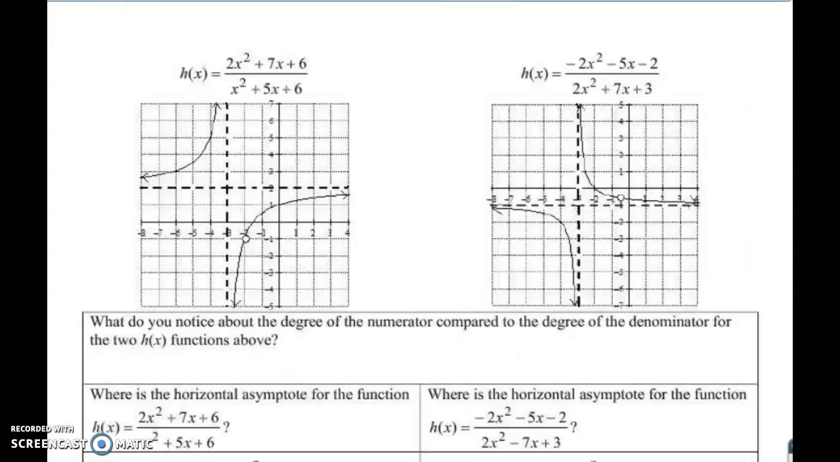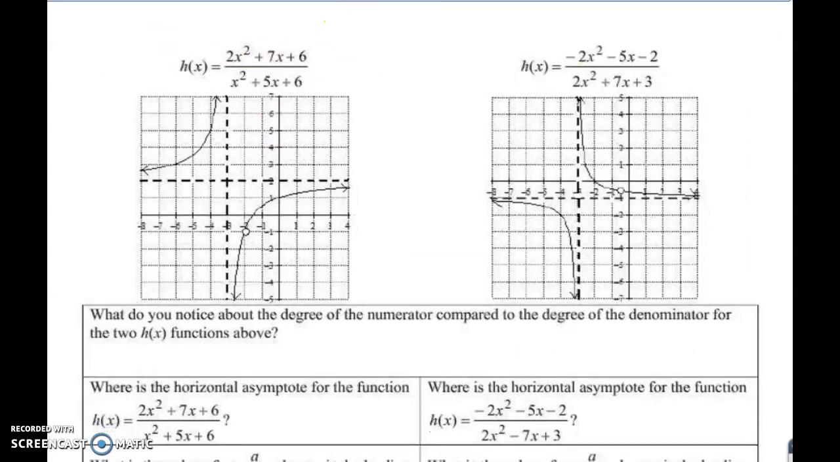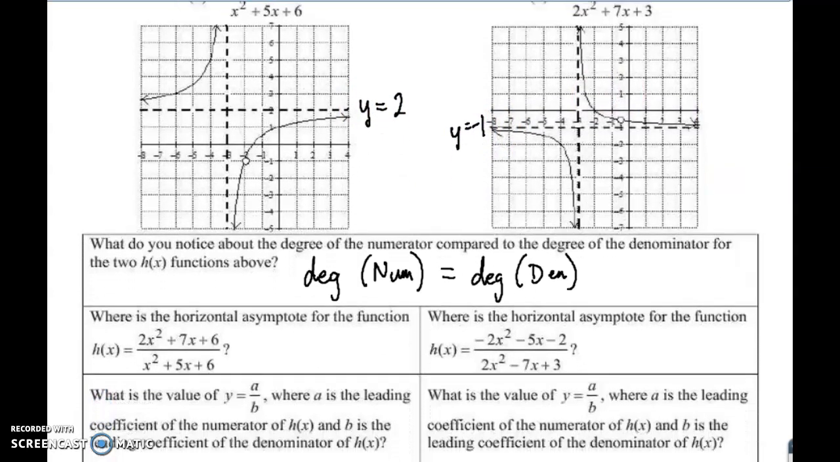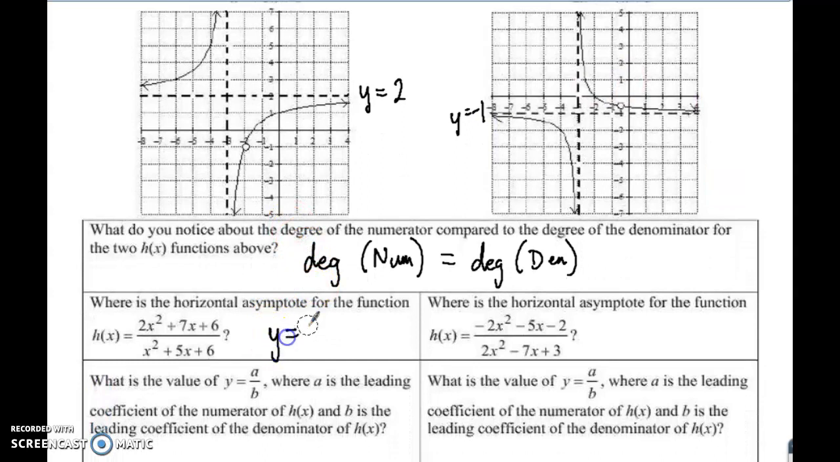Okay, well, let's move on. As we look at these next two, this time the degree in the numerator, 2 and 2, is actually equal to the degree in the denominator. Now our horizontal asymptote, this one's at y equals 2, and this one's at y equals -1. Okay, I guess I could have written it right here. Y equals 2, y equals -1. Now this person gets you to look exactly where you need to.